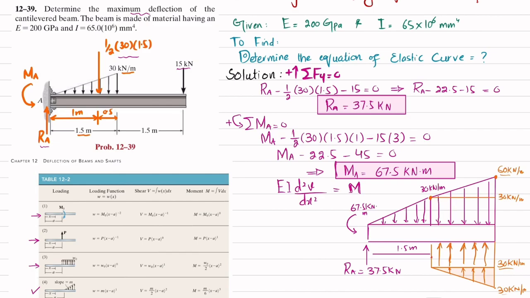Now at this end we also have a point load of 15 kilonewton, so I will choose another color. At this end we have 15 kilonewton.